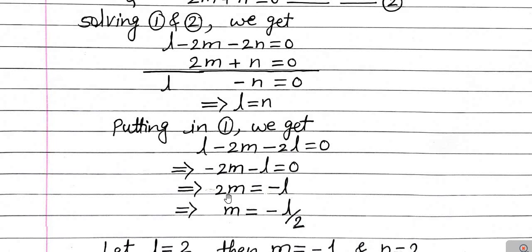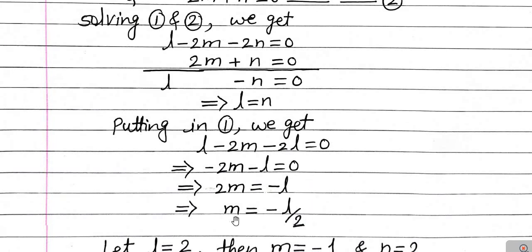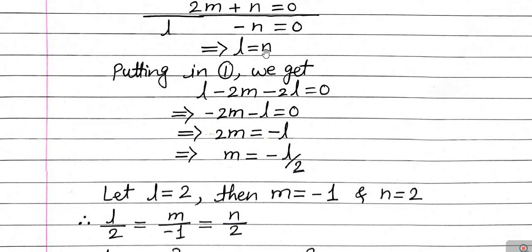And finally, we don't want this 2 here, as we have to find the value of M. So, dividing both sides by 2, we'll get M equal to minus L by 2. So we have obtained the value of M. Next, L and N are equal, as we have obtained. So let L equal to 2, then M equal to minus 1, and since L and N are equal, we will get N equal to 2. And therefore, we have obtained the direction ratios. Direction ratios of the required line are 2, minus 1, 2.